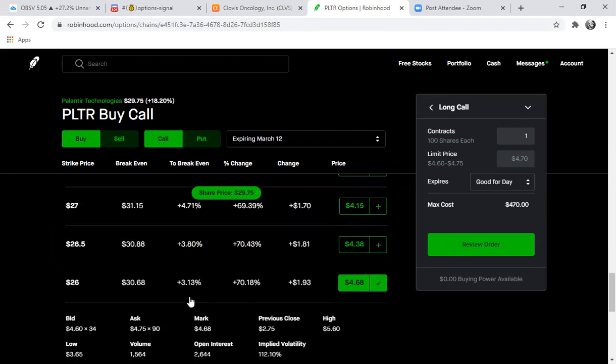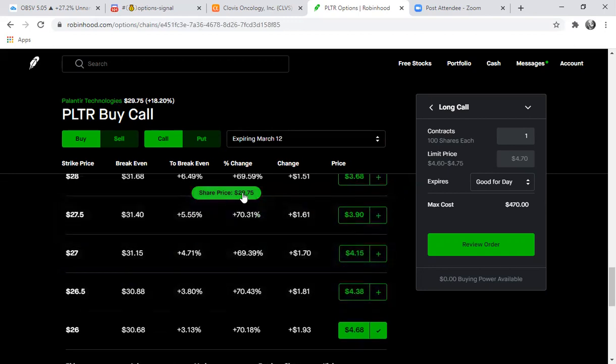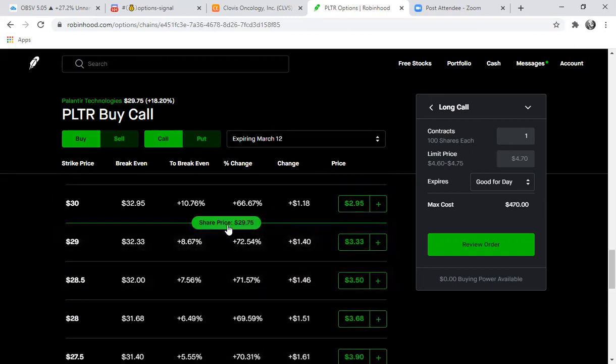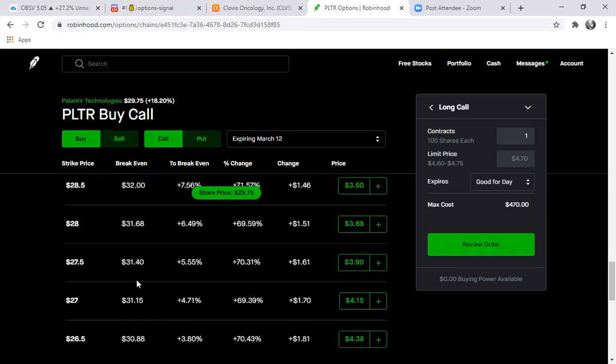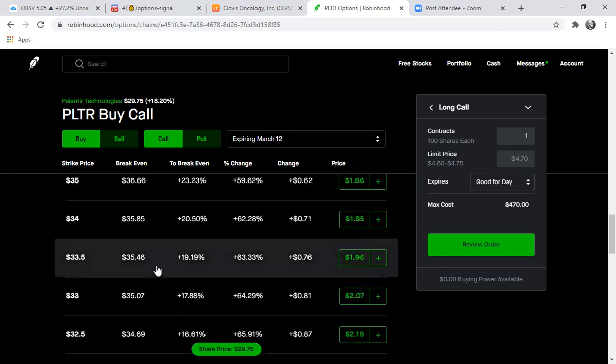Now, $26 is in the money. Right here, you have your share price, which is currently $29.75. Anything under this tab is in the money. You always want to do options trading in the money. Anything above it is out of the money.